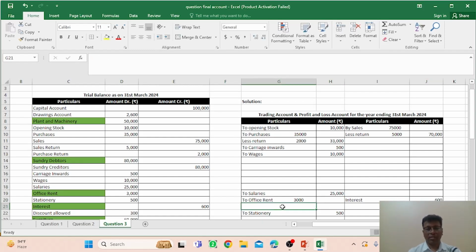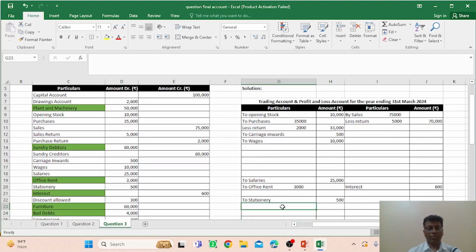And discount allowed, this is the loss for the business, because you are providing the discount to your customers, right? And if it would have been given to you as a discount received, it should be shown in the credit side, but right now it is discount allowed, so in the form of the loss for the business organization, you have to treat it as a loss and it should be shown in the debit side of P&L account. So discount allowed rupees 300.